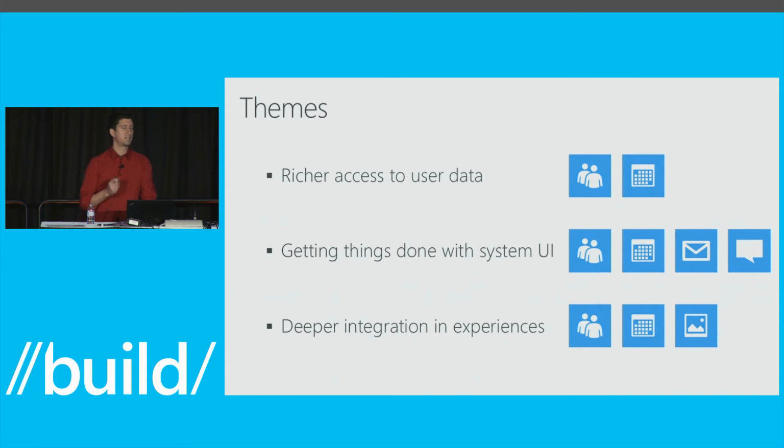We talked about getting things done with System UI. So we had the contact picker. We had all the appointment actions, which allow you to manipulate appointment data, and then sending an email with an attachment, as well as composing an SMS to send. And then finally, we talked about deep integration into the core experiences on Windows Phone. In this case, we had the People Hub integration with the Connect pivot. We had the calendar integration with programmatic write access. And then we had the online media integration for your photos and videos showing in the Photo Hub.